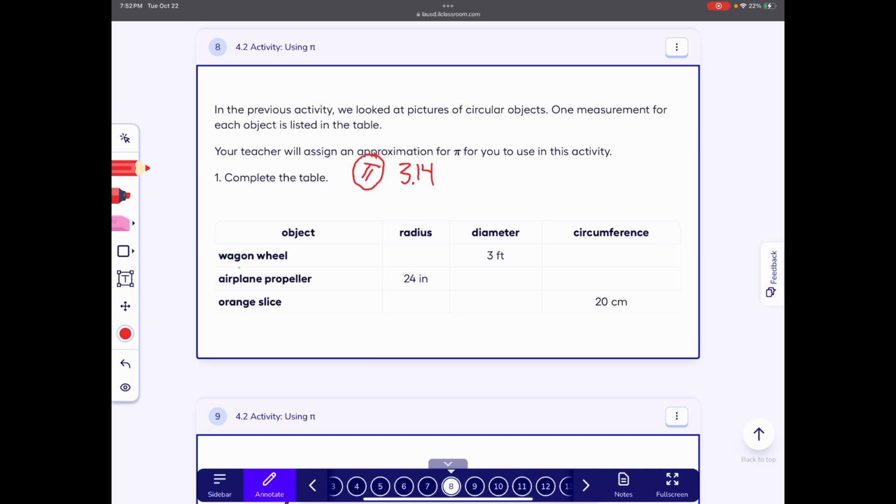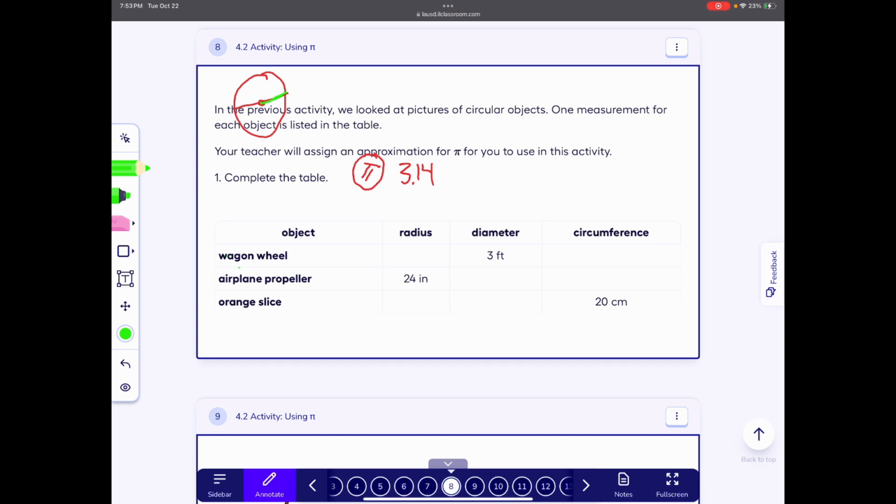So the wagon wheel, it says the diameter is 3 feet. If the diameter is 3 feet, how long is the radius? So we know the diameter is from one end of the circle to the other, and it goes through the center of the circle. Here's our circle. That's the diameter. That's the center. And our radius is half of that. The radius would be right there, is half. So the radius is half the diameter. So what's half of 3?